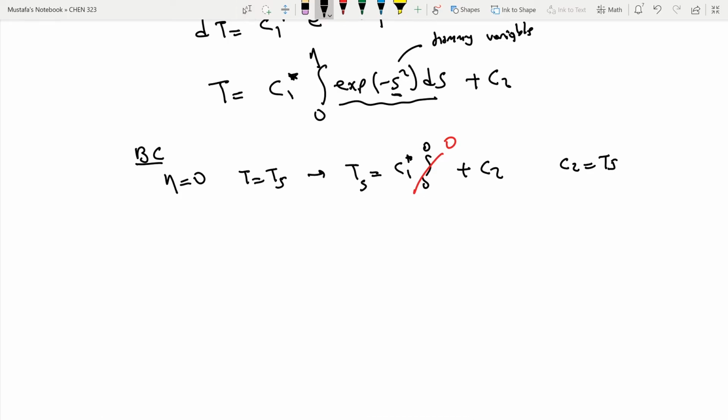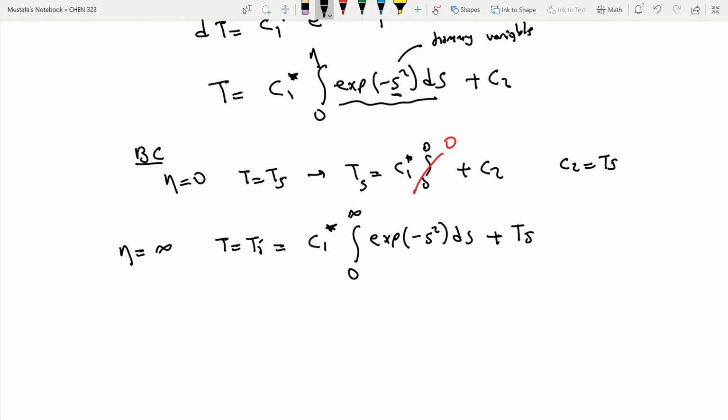The second boundary condition is, as eta goes to infinity, T is equal to Ti, and this is equal to C1 star integral from 0 to infinity exponential minus s square ds plus Ts. So that means Ti minus Ts is equal to C1 star integral from 0 to infinity exponential minus s square ds.